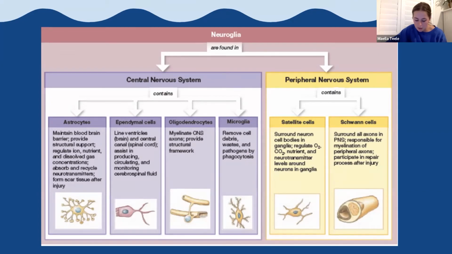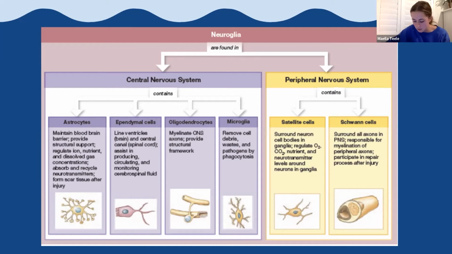Then you've got your ependymal cells, which line your ventricles in your brain, and also the central canal and the spinal cord, and they're very important in the maintenance of the cerebrospinal fluid. Then you've got your oligodendrocytes, which myelinate the CNS axons, and they also provide framework. And the microglia, which are important for removal of cell debris, wastes, and any pathogens. So that's in your CNS.